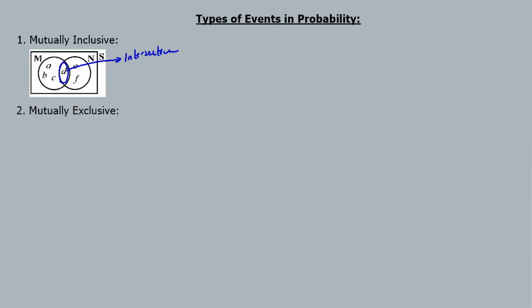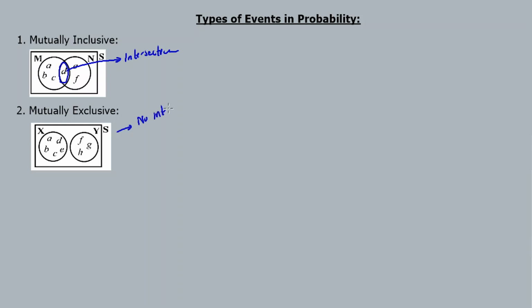The second type is mutually exclusive. A mutually exclusive event is something like this. Mutually exclusive events, X and Y, two events. These events have no intersection. So these types of events are useful, especially when you will be using the probability laws, the two laws.